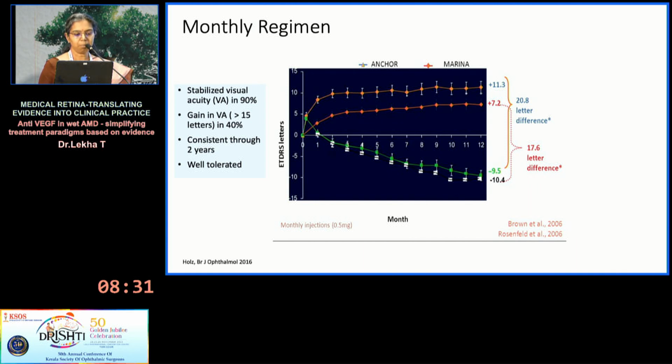So let's go into a little more detail. The first regimen that was tried was a monthly regimen, which was used in the major trials ANCHOR and MARINA. And this is what proved the efficacy of ranibizumab as a treatment for neovascular AMD.